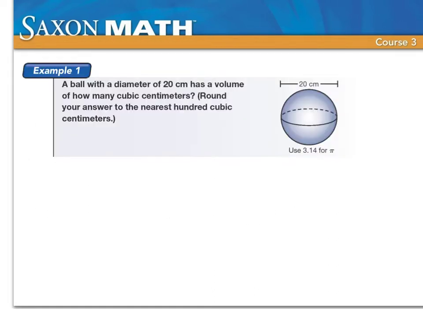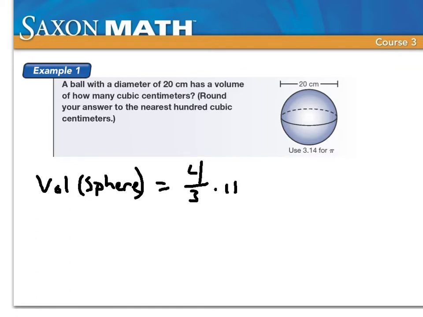A ball with a diameter of 20 centimeters has a volume of how many cubic centimeters? Okay, it says round your answer to the nearest 100 cubic centimeters. It also says to use 3.14 for pi. Okay, so again, we're finding volume. So the volume of a sphere, first thing I want to do is write down the formula, which is 4/3 times pi times the radius cubed.